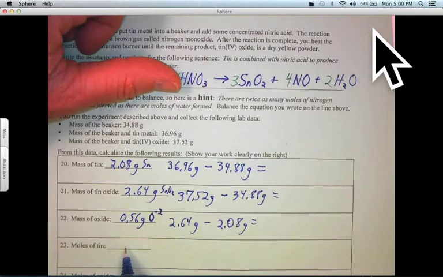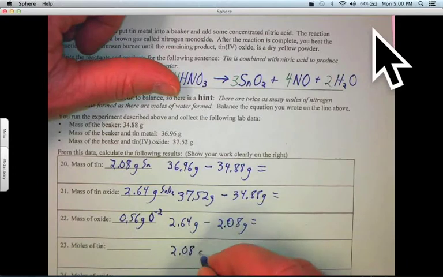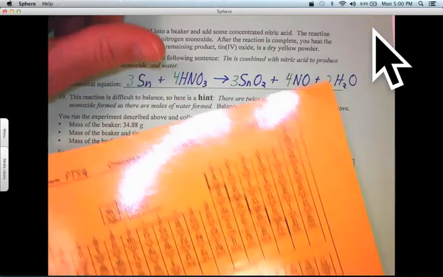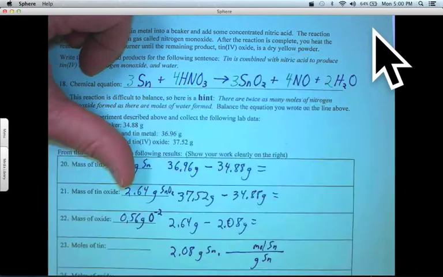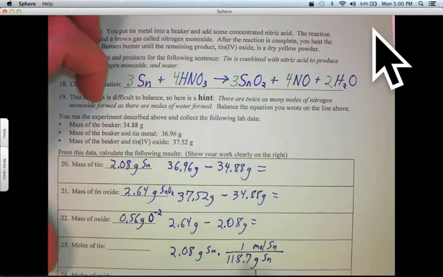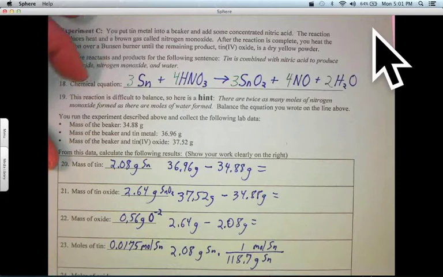Okay, how many moles of tin? Well, we have the grams of tin, 2.08 grams of tin. We get out of grams of tin into moles of tin using the molar mass of tin. Molar mass of tin is 118.7. So 1 mole is 118.7 grams. Doing the math, we come out to approximately 0.0175 moles of tin.